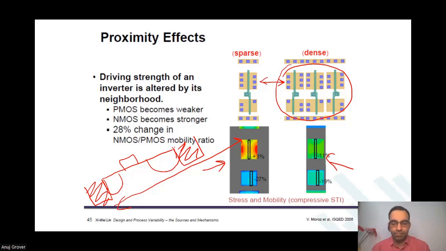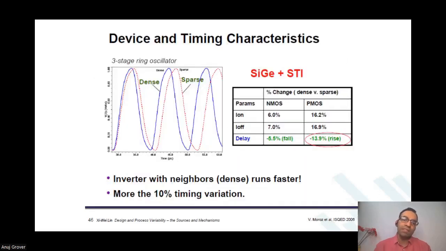So sir, when we have the dense layout, I can think that the STI width will be less. I mean, the shallow trench will be smaller. So that will lead to a different kind of physical stress. Yeah. So you design the layout, and you will see whether there is less STI or more STI here, right?